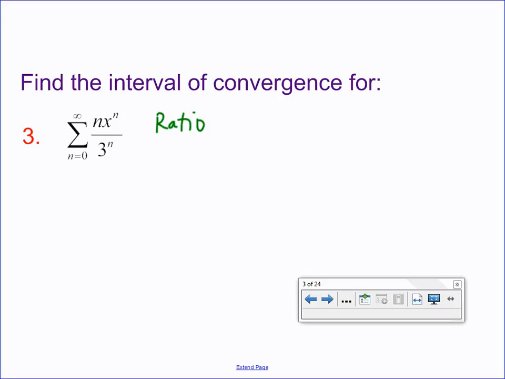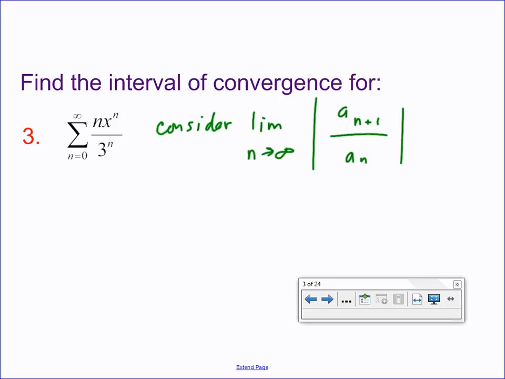And consider, well, it's not really a test for convergence. I'm going to go ahead and just consider the limit as n goes to infinity of the absolute value of a sub n plus 1 over a sub n. When that ratio is less than 1, we know that my series converges. We'll determine what values of x make that happen, and then we can go ahead and find the interval of convergence. You're seeing that a lot in interval notation, like in the textbook.